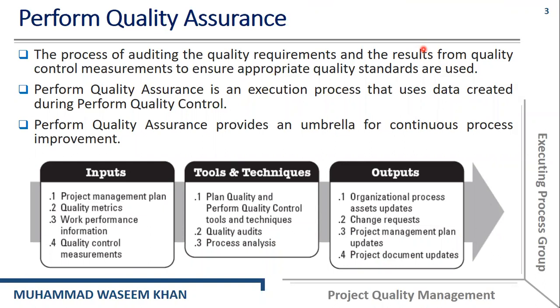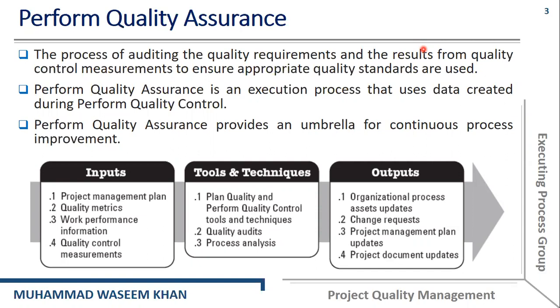So let's start with perform quality assurance. Perform quality assurance is the process of auditing the quality requirements and the results from quality control measurements to ensure the appropriate quality standards are used. So in quality assurance, we actually audit the quality requirements and the results of the quality control measures in order to make sure that the quality of the project or the different processes or tasks in a project are according to the quality standards that we have already planned.